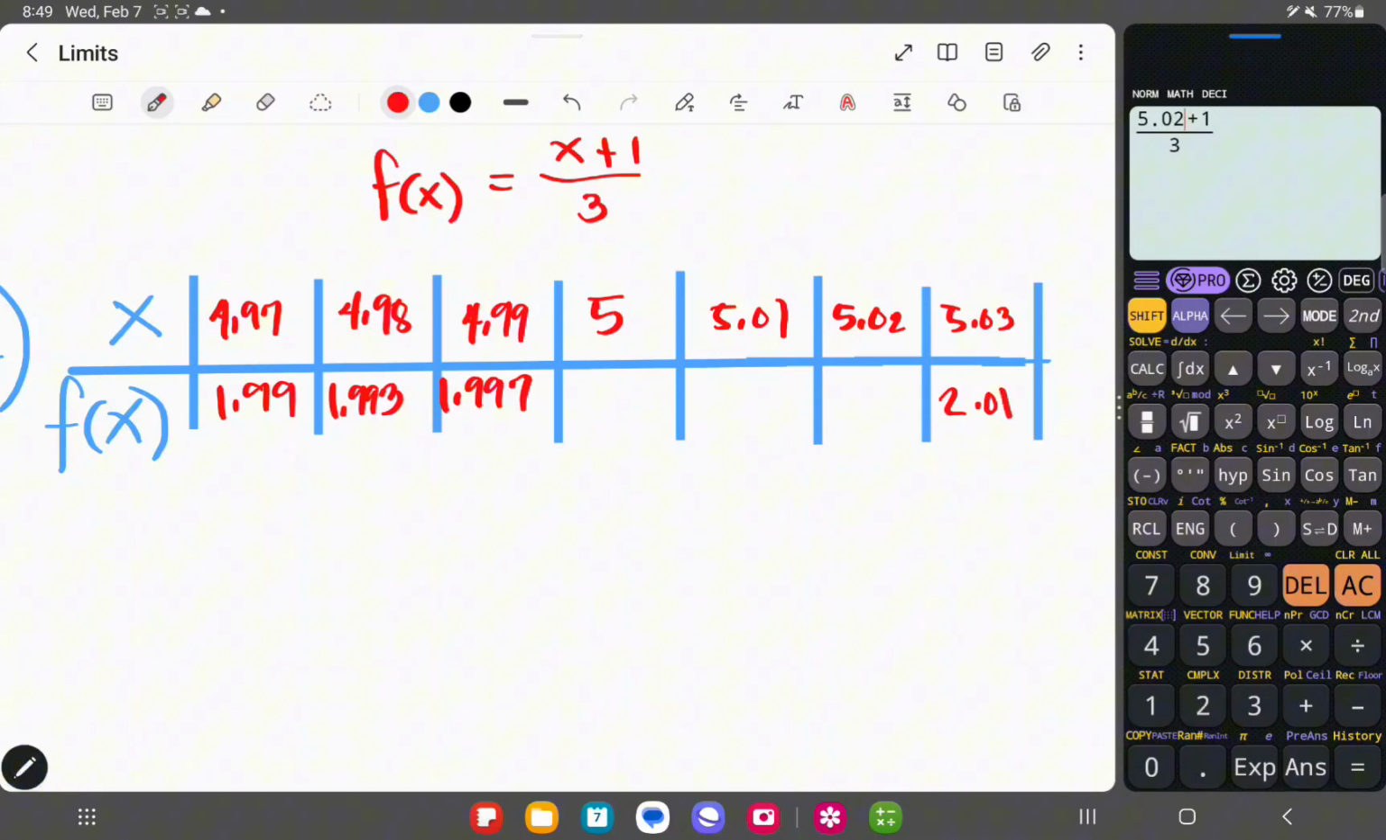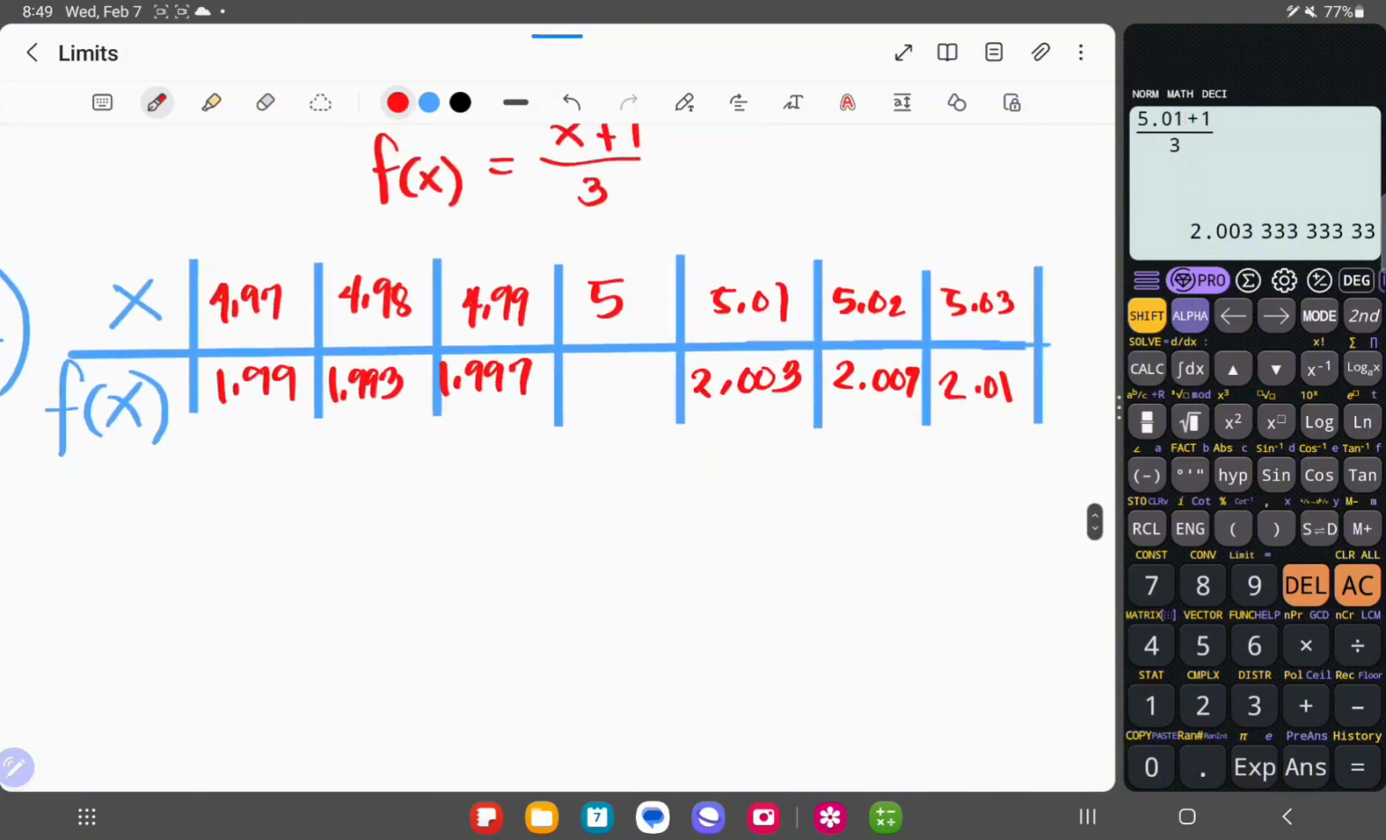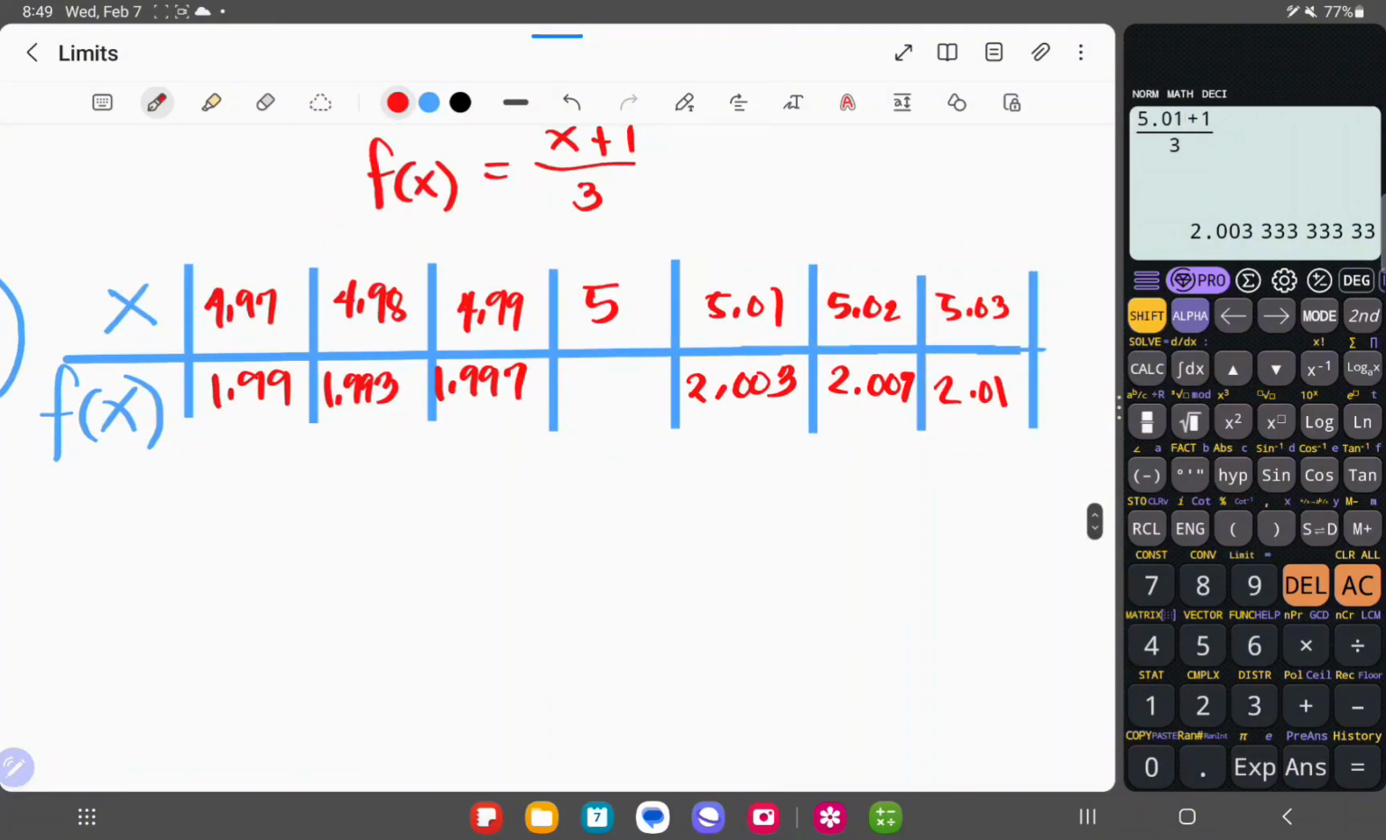Followed by 5.02 is 2.007. And our 5.01 is 2.003. Now as we observe, the values of our f of x as we go closer to 5 is approaching 2. Yes, it's approaching 2. From the left and going to right, they are both approaching 2.